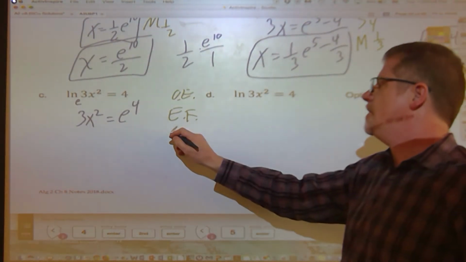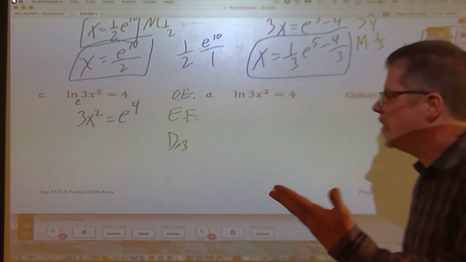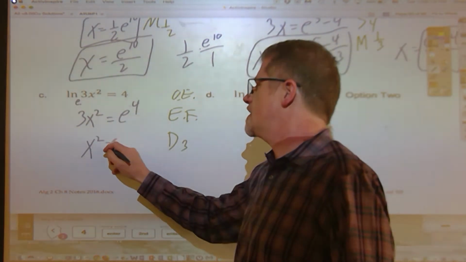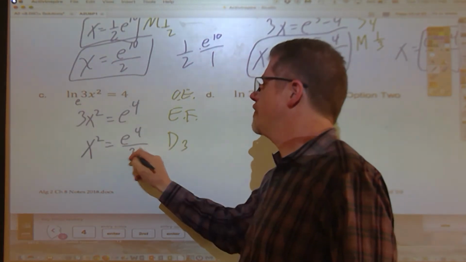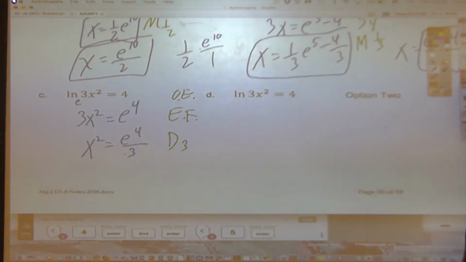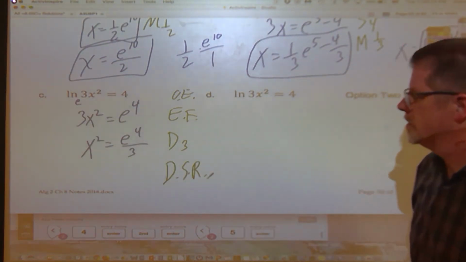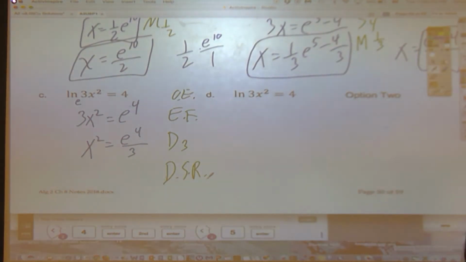Next, let's go ahead and do D3. Instead of m1/3, we can divide both sides by 3. That gives us x squared equals e to the 4th over 3. And then, Gerald, would you please tell me what the DSR code would indicate our algebraic work would be?